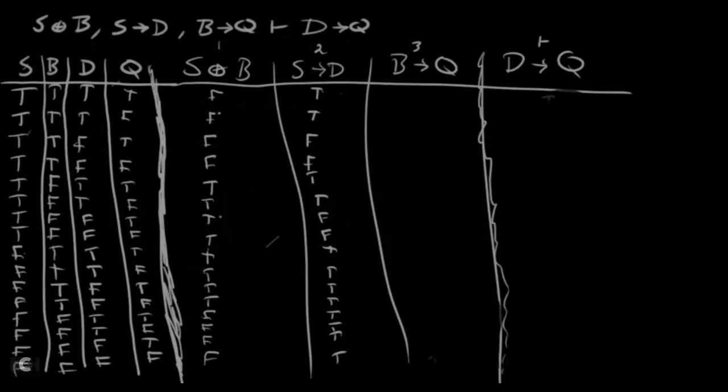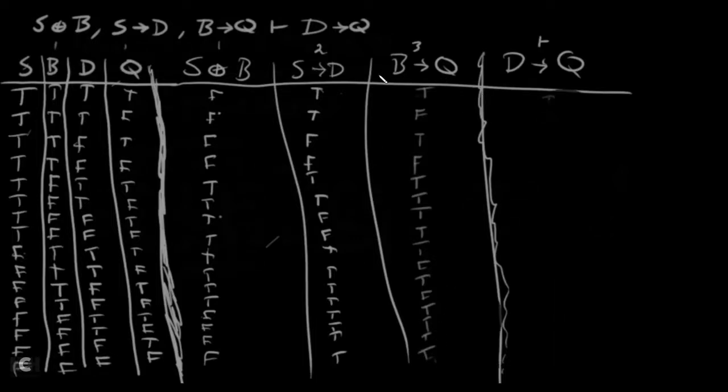Okay, let's now take a look at the third premise, B arrow Q. I'm going to be looking at the columns here, B and Q, and see what I get. This first one is going to be true. This one's going to be false. This one's going to be true. This one's going to be false. This one's going to be true. This one's going to be true. Anything that starts with false is automatically going to be true. So this one's good. This one's not good. Good. Nope. And then the next four start with false, so they're all going to be good.